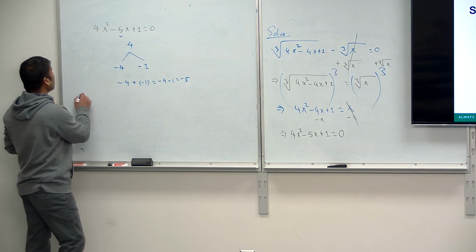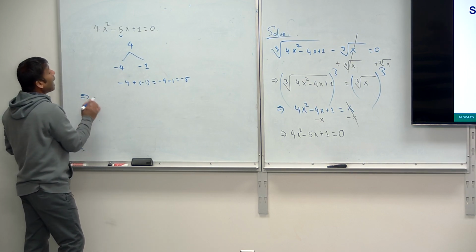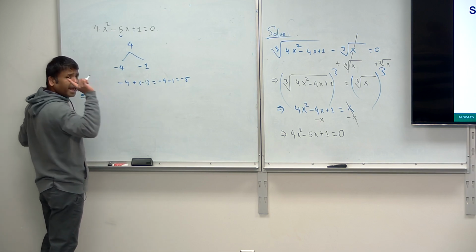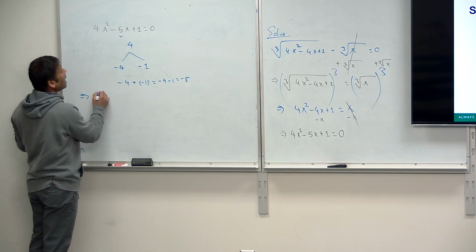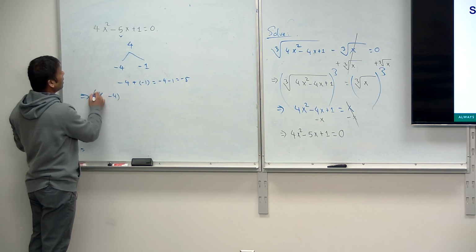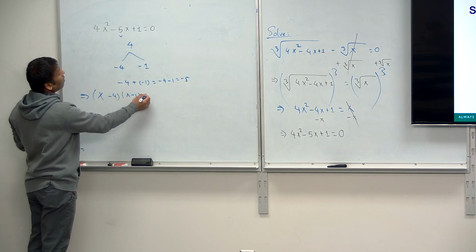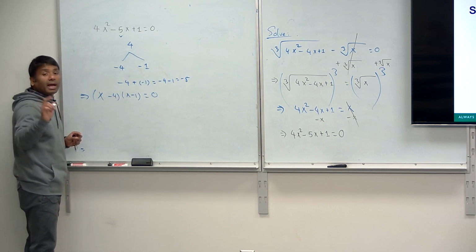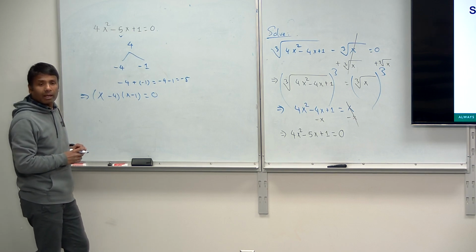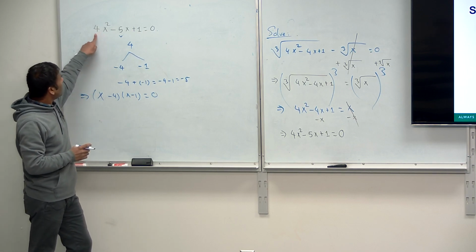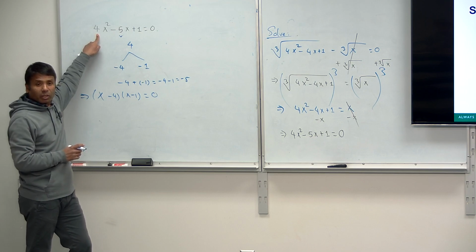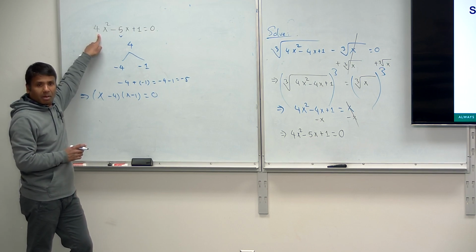Okay, so now it would be... Now be very careful. You cannot do this: x minus 4 times x minus 1 equal to 3. You cannot do that. You know why? Because the coefficient of x squared is other than 1. Are you with me?